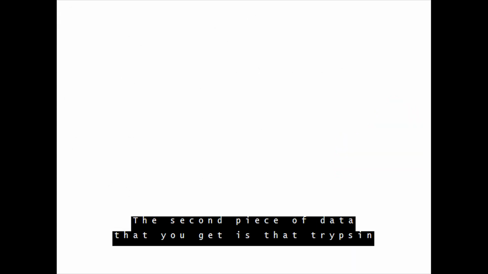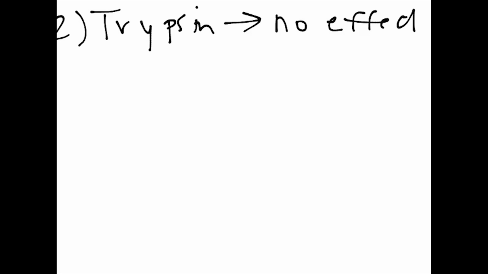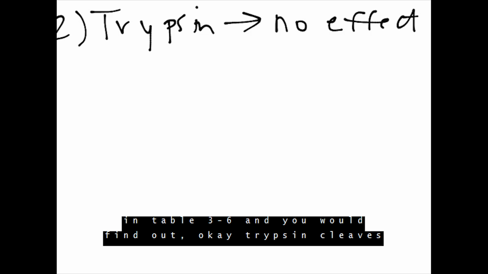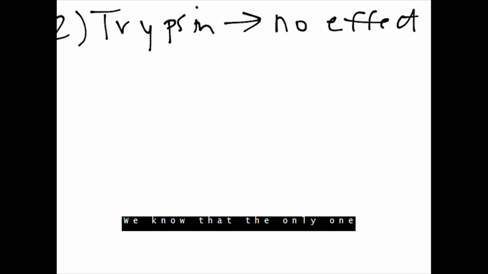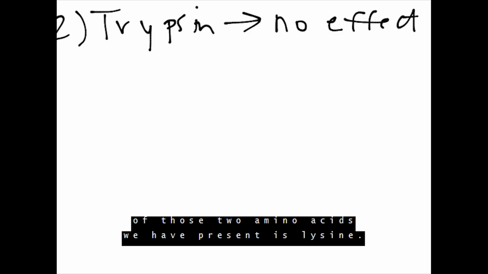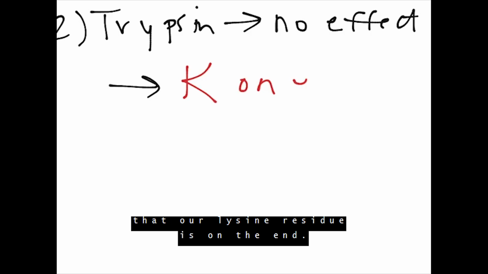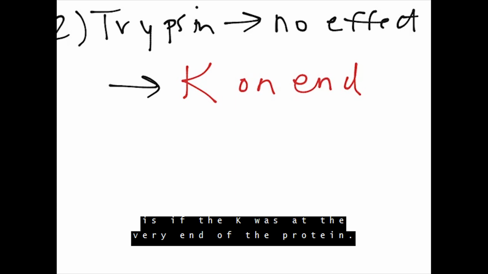The second piece of data that you get is that trypsin, when added to your protein, had no effect. So immediately what that would tell you is you would look in table 3.6 and you would find out, okay, trypsin cleaves on the C-terminal end of lysine and arginine. We know that the only one of those 2 amino acids we have present is lysine. So this tells us immediately that our lysine residue is on the end. So the only way we would get no effect, most likely, is if the K was at the very end of the protein, so there's nothing to cut it off from.